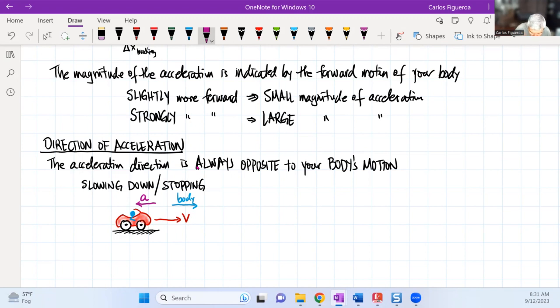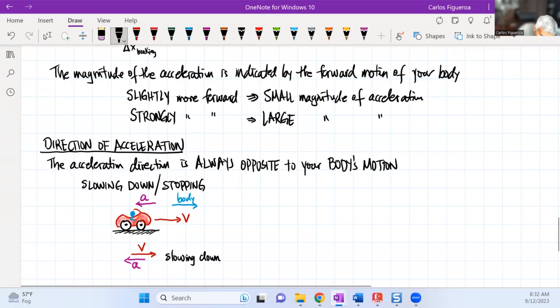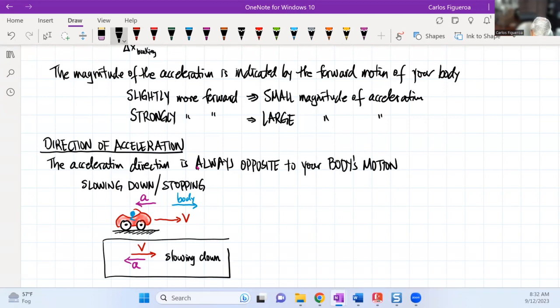In other words, if I was to combine these, I would say this. If I have my velocity in this direction, then if I have an acceleration in the opposite direction, this tells me that I am slowing down. And this right here represents the motion diagram for slowing down that includes acceleration now.